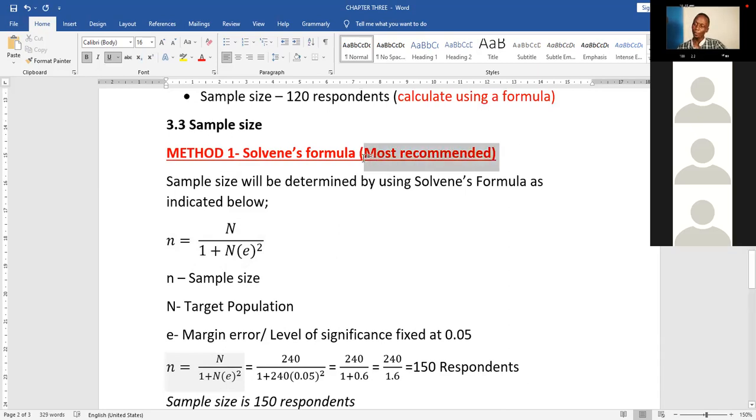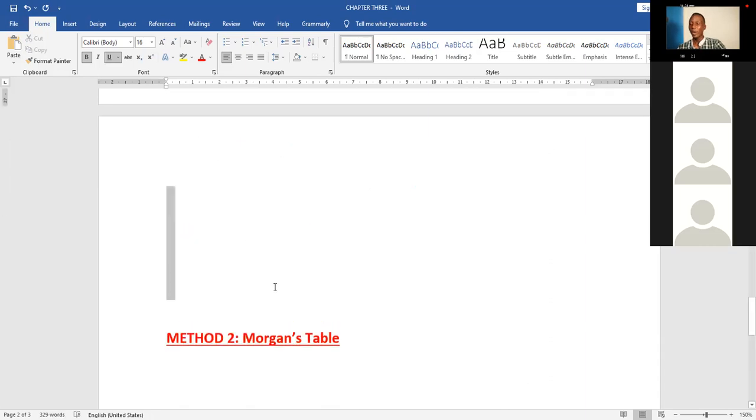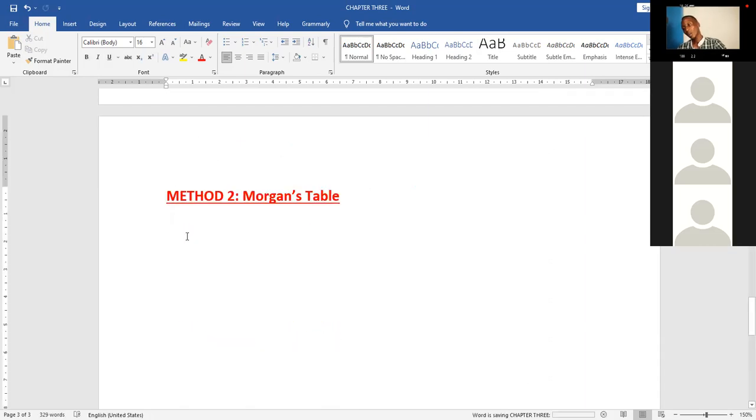But we also have method 2. This method is a little bit tricky. That's why most supervisors don't like it. But of course I have to show you so that you know it, just in case you want to use it, you just adapt it. For method 2, I'm going to copy it from somewhere else. Let me see if I can get it from here.